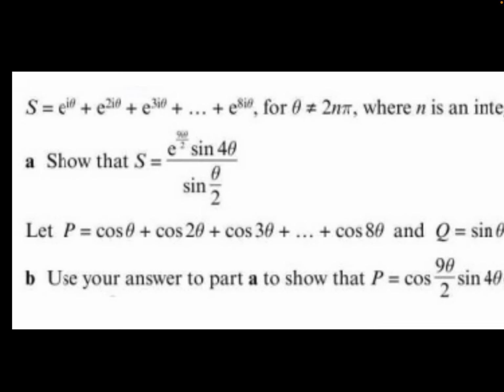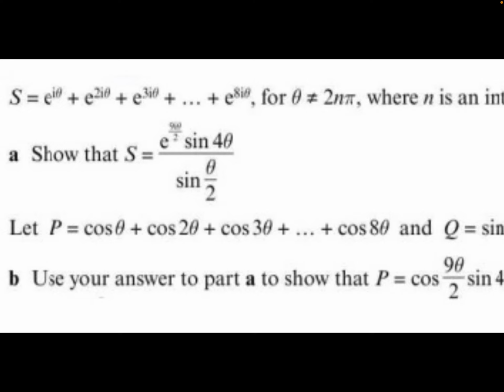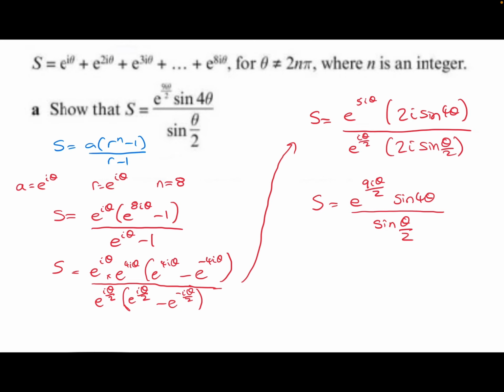So here's the first example we're going to have a look at. We have been given the sum of these complex numbers. We've got e to the i theta plus e to the 2i theta plus e to the 3i theta, and so on, all the way up to e to the 8i theta. And part A of this question asks me to rewrite that sum in that form. So let me explain how to do that.